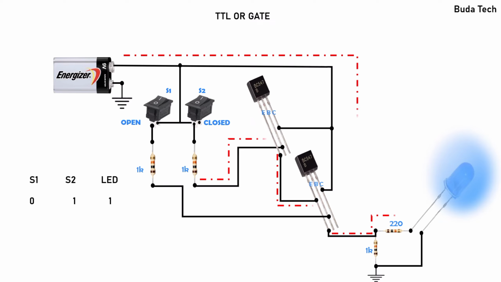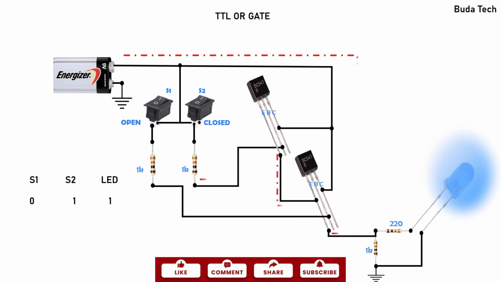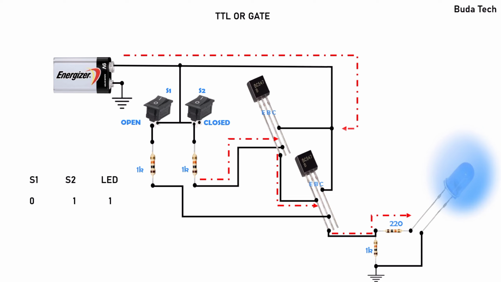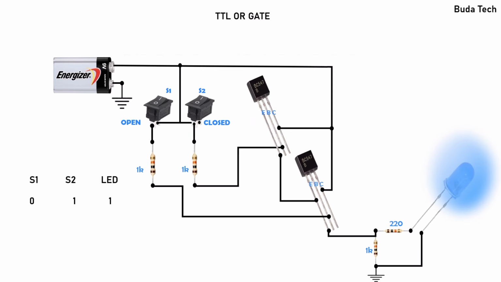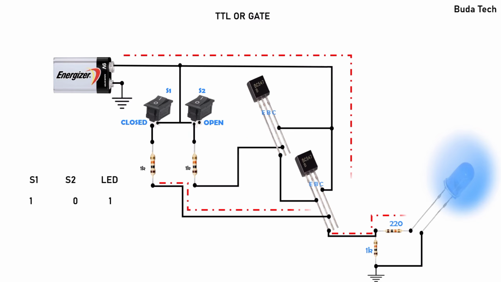The next case is when it is logically 0 1, switch number 1 is open and switch number 2 is closed, so the LED will turn on since the base current will flow toward transistor number 1, so transistor number 1 will turn on, and the current will flow from the collector terminal toward the emitter, so the emitter will also allow the current to flow toward the LED, since the emitter current will flow toward the emitter terminal of transistor 2, and the transistor 2 emitter terminal is connected to the LED, so the current will turn on the LED.